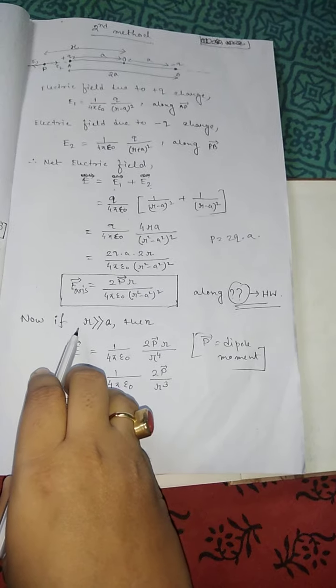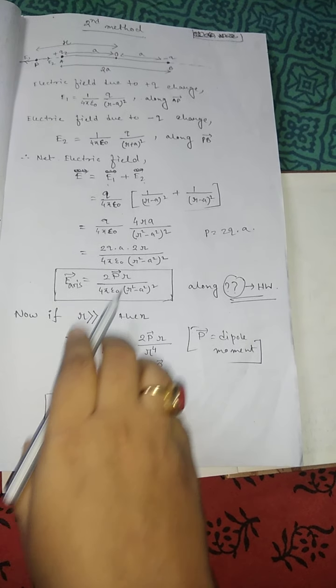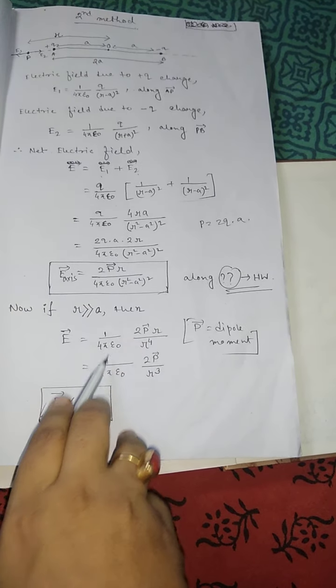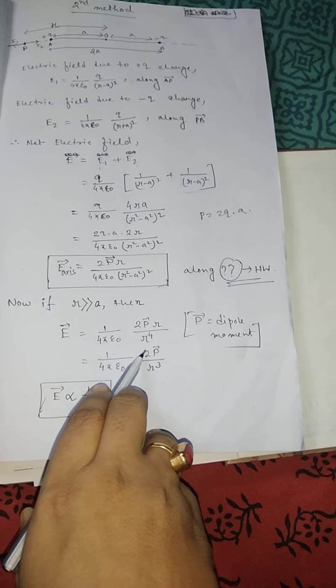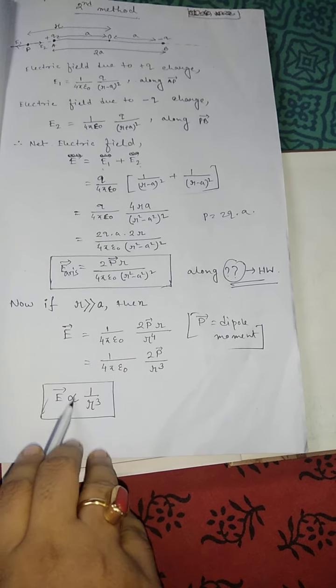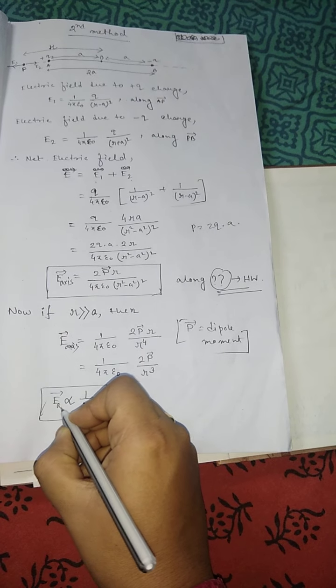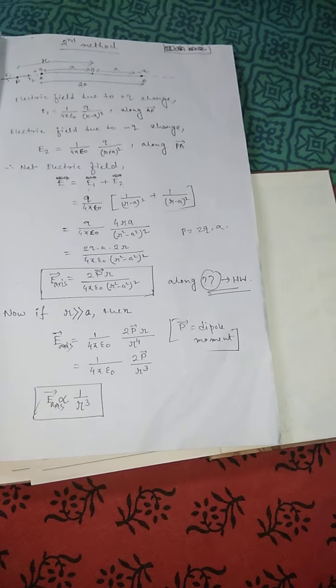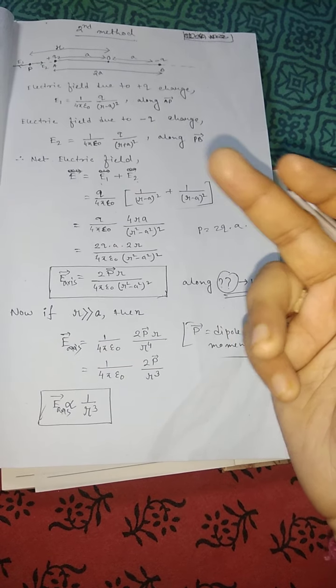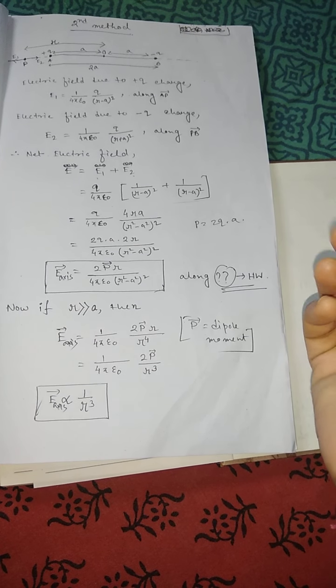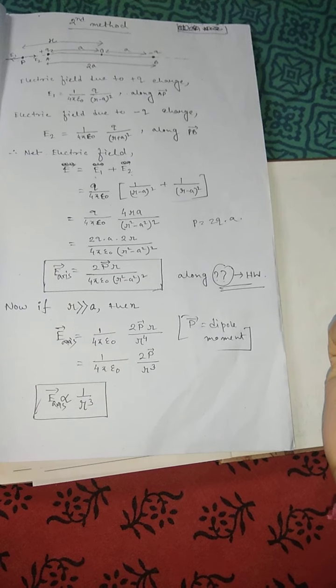Now here also there is the special case, if r is very much greater than a, so we neglect the a square term. So we have 1 by 4 pi epsilon naught 2p by r cube. So E axis is inversely proportional to r cube. R is the position vector of point P from origin O, the middle point O of the dipole.